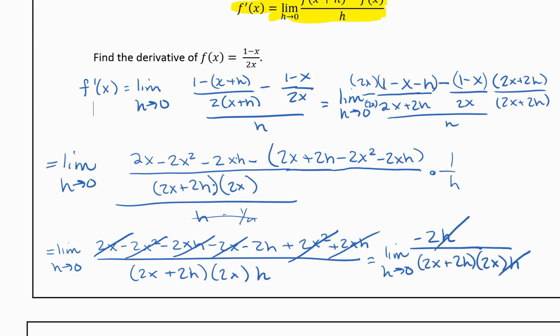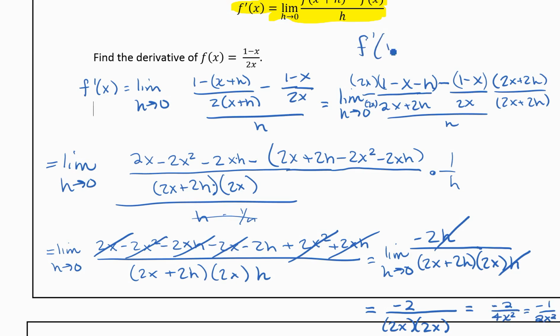And now we can take the limit as h goes to 0, so we can plug in 0 for h. And when we do that, we get negative 2 over 2x times 2x. And so our final answer, our derivative here, is negative 2 over 4x squared. And if we want to simplify it as much as we can, cancel out a factor of 2, and we have negative 1 over 2x squared. So that's actually our derivative.